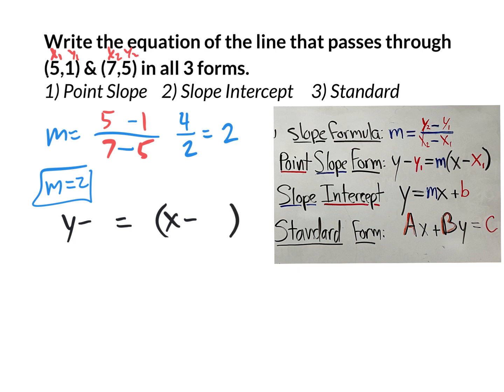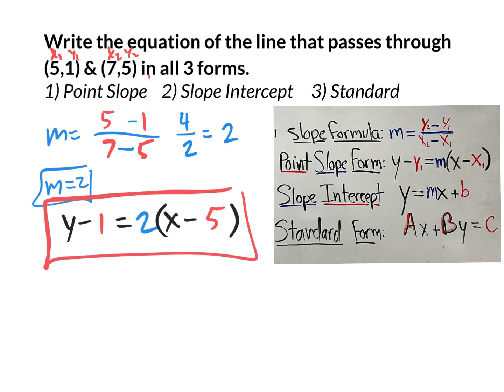So my y1 value is up here, 1. Put that right there. My m value is 2. So put that right there where the m is at. And my x1 value is 5. Put the 5 right there where the x1 is supposed to be at. Ladies and gentlemen, this is in point slope form. We got the first form down.